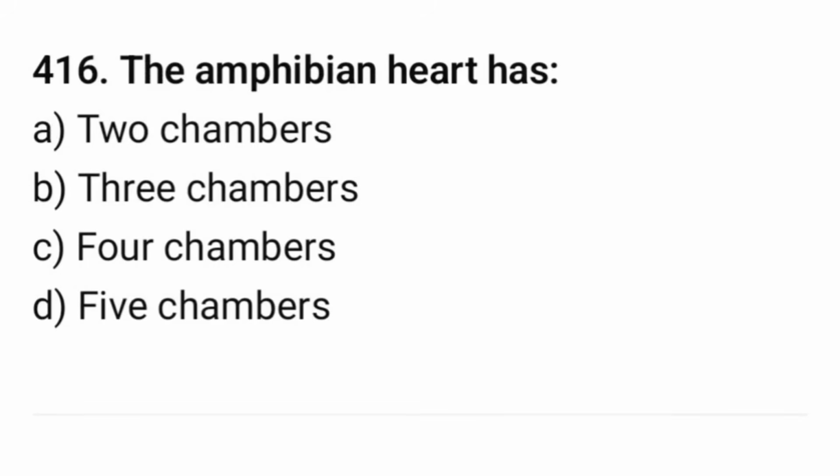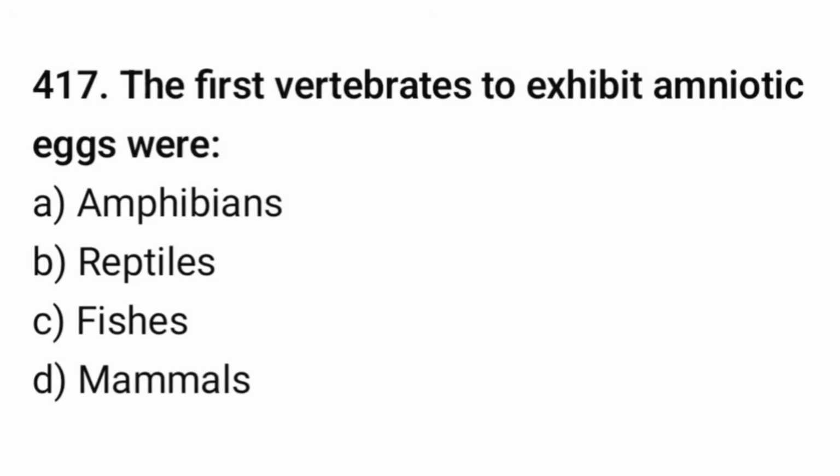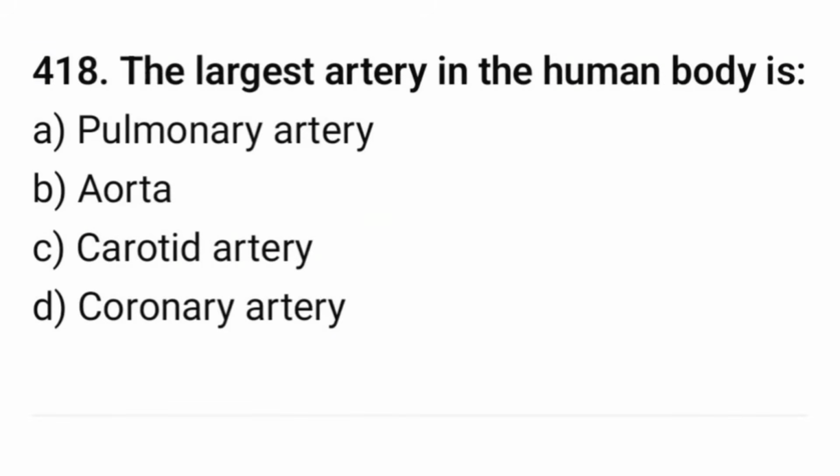Question 416. The amphibian heart has. Right answer is option B, three chambers. Question 417. The first vertebrates to exhibit amniotic eggs were. Right answer is option B, reptiles. Question 418. The largest artery in human body. Right answer is option B, aorta.